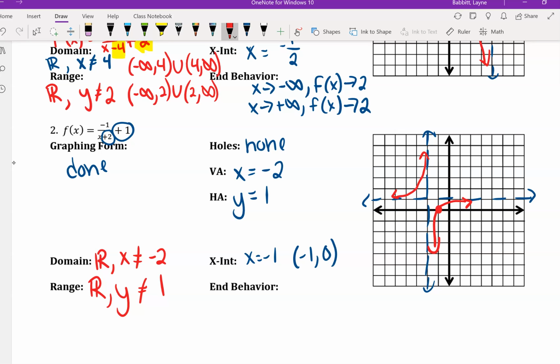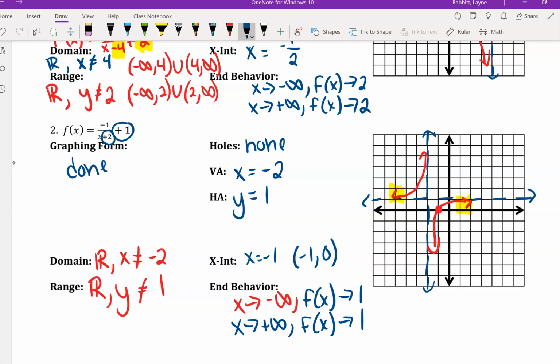And end behavior, the left end, so we're going to write that as x approaches negative infinity. The left end is approaching that horizontal asymptote, which is 1. And then the right end is also approaching the horizontal asymptote, which is 1. So the right end is as x approaches positive infinity. The function is approaching 1. It's always going to be that horizontal asymptote that everything is approaching.